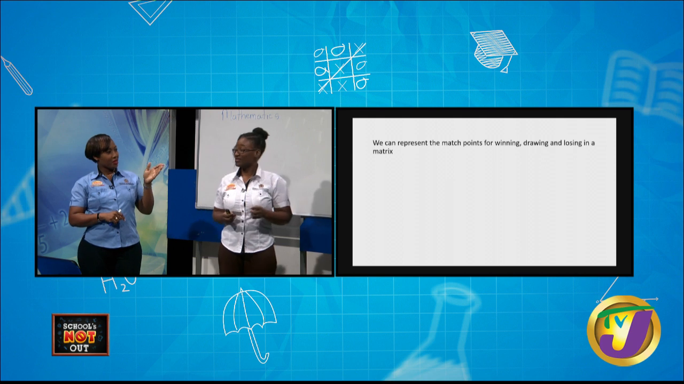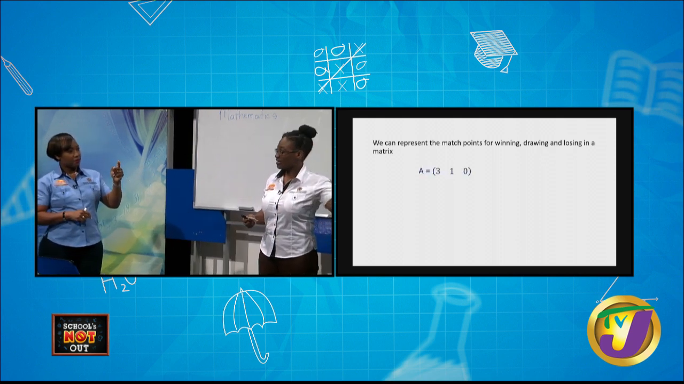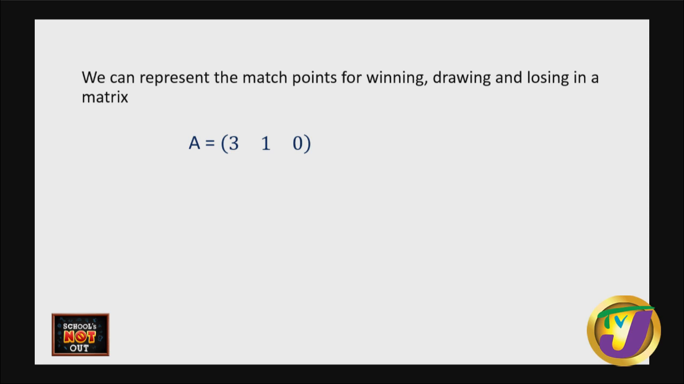So we have 3, 1, 0. So this looks like it's a 1 by 3 matrix. All right. So we have a 1 by 3. Let's look at the next one.